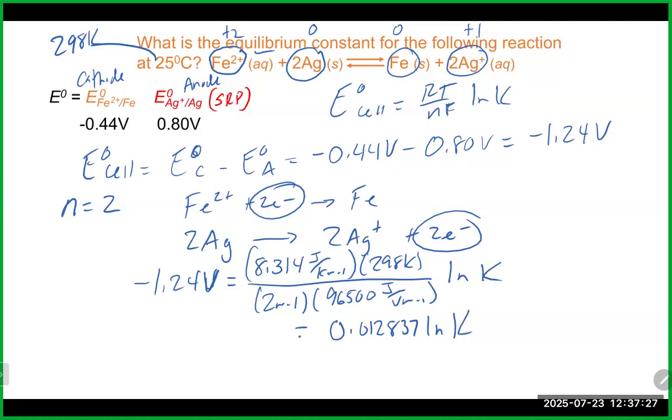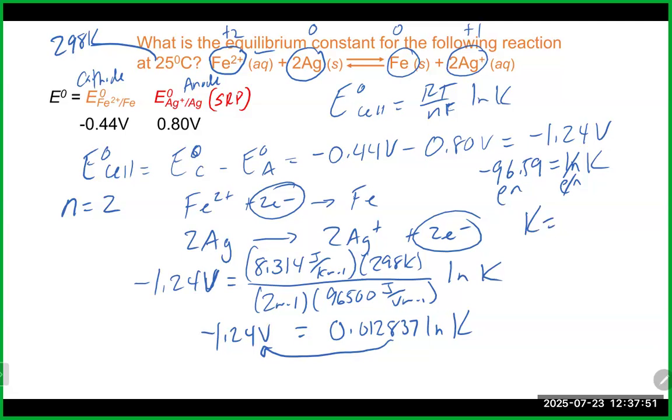Natural log of K minus 1.24 volts. Obviously, we're going to divide that to the other side. So we'll do that, and that will get us negative 96.59 equals the natural log of K. To get rid of the natural log on both sides, you're going to e both sides. When you do so, the natural log goes away on that side, and it finally gets us a K value here of, looks like maybe 1.1 times 10 to the minus 42 in this particular case.